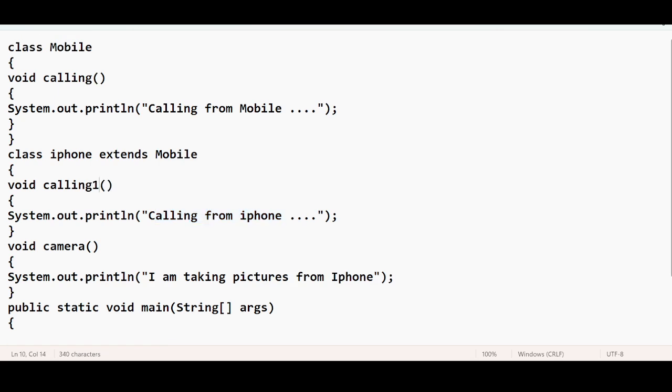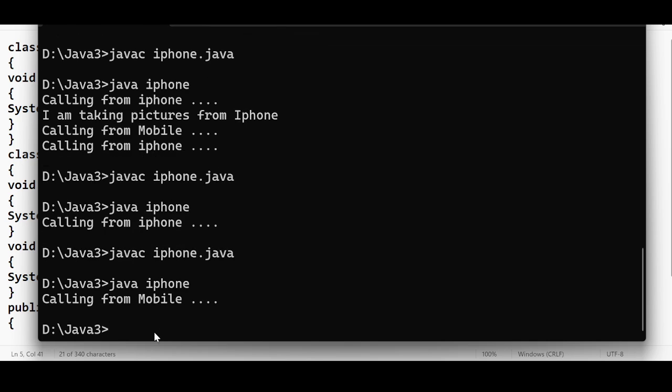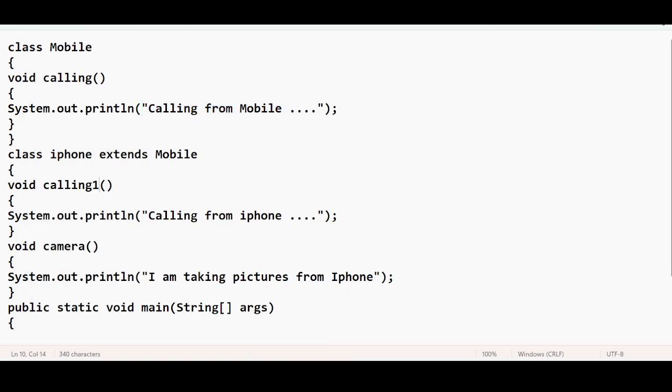Let us change this method as calling one. Both are different now. If I run this now, this method will get executed. Calling from mobile, because now it is very specific. The moment it finds the same method names in the parent class as well as the child class, the child class method will override the parent class method. So this will be displayed in the console. If it is not same, this will get executed. If it is same, this method will get executed.